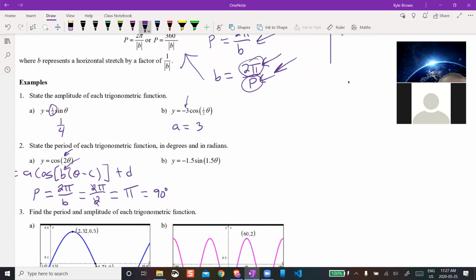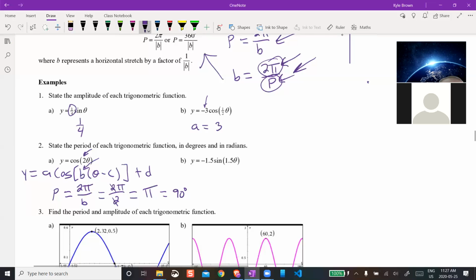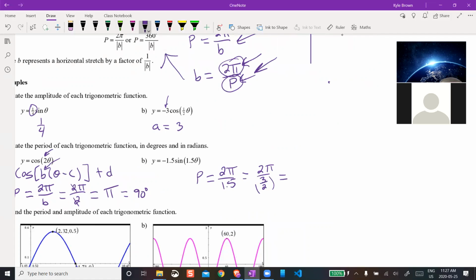Okay, now this one, same type of thing here. Our period will be equal to 2 pi over 1.5. Okay, so that's the same thing. You can write it out again as 2 pi over 3 over 2, which would be, dividing by a fraction is the same as multiplying by the reciprocal. That would be 4 pi over 3. Okay, and then 4 pi over 3 is 240 degrees.